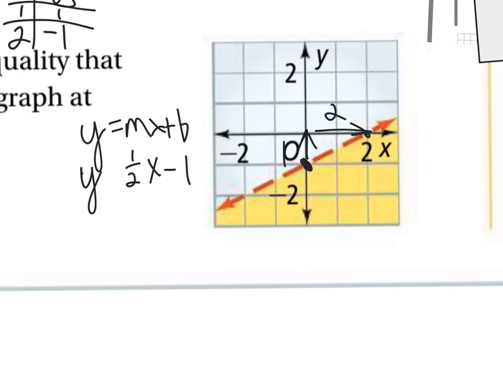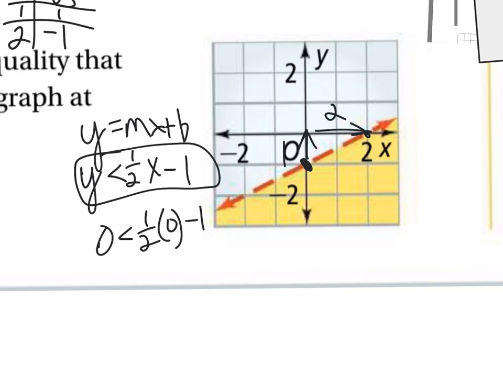It's a dotted line, so it's just going to be greater than or less than. Since they're shading below the line, it is going to be less than. And again, you could check yourself with that. You could try 0, 0, and 0, 0 shouldn't work. Okay, is 0 less than -1? That's not true. So 0, 0 is above the line. We didn't shade above the line, we shaded below the line. So we know this would be our answer for that inequality. So this gives you an idea of how to work with linear inequalities.